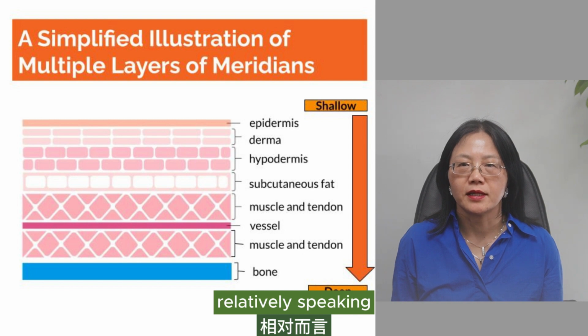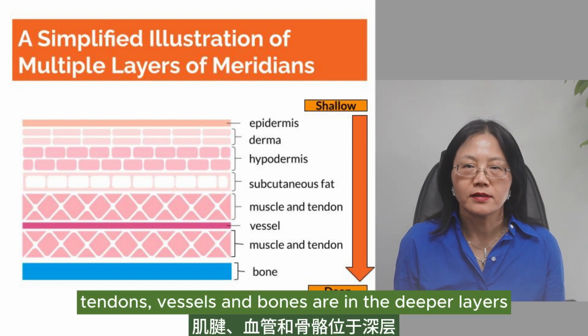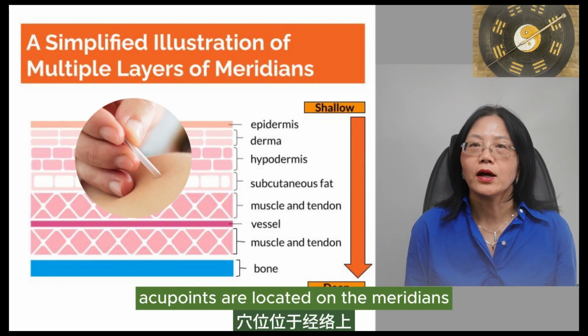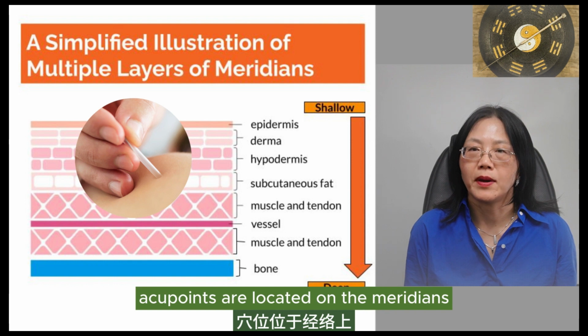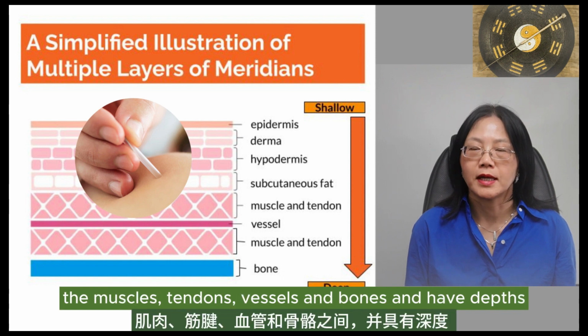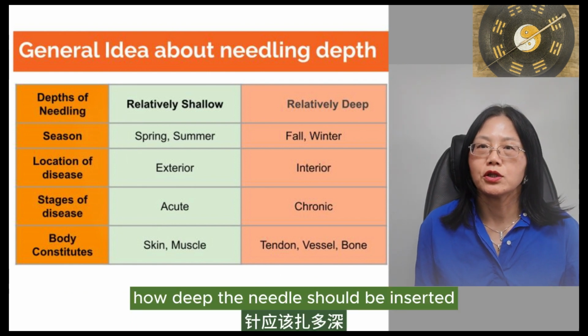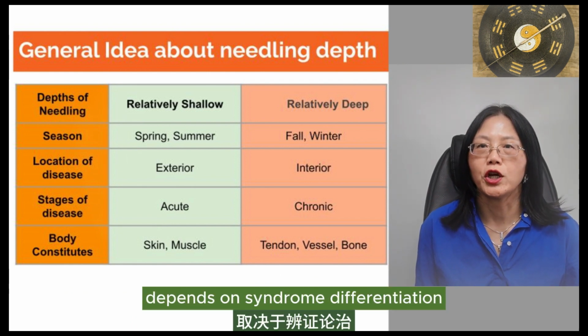Relatively speaking, the skin and the muscles are in the superficial layers. Tendons, vessels, and bones are in the deeper layers. Acupoints are located on the meridians. Therefore, acupoints are also located in between the muscles, tendons, vessels, and bones, and have depths. How deep the needle should be inserted depends on syndrome differentiation.